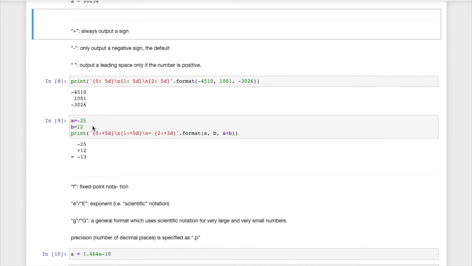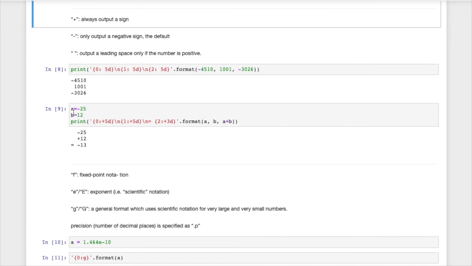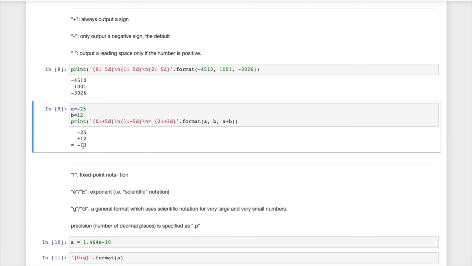Let's print something again. Now look at this example. And again, take your time to understand this. Now if we print this, we again get our numbers, either positive or negative, lined up very nicely.